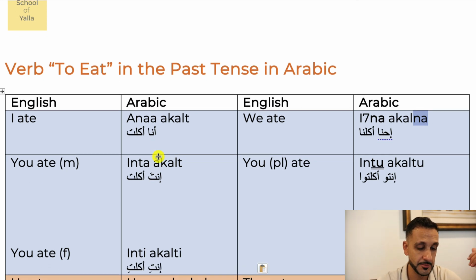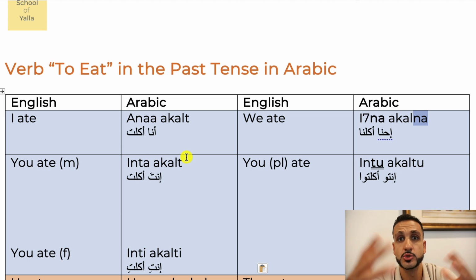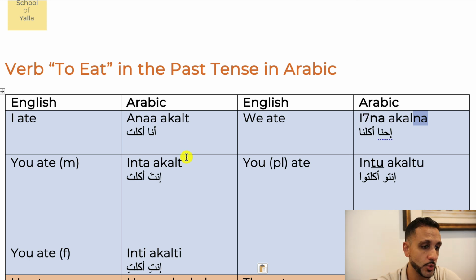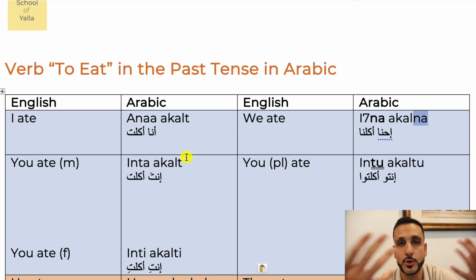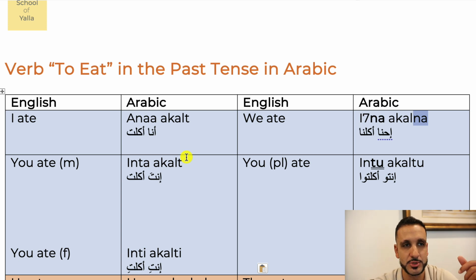So back to this. We need to know some of our question or interrogative words like what. We also know where, which is wein. Wein akalt, where did you eat? Wein akaltu, where did you all eat? Okay? We also know emta. Again, this is all spoken Arabic, not MSA. MSA would be like meta, for example. So some of these words differ. Okay? And the pronunciation obviously will change. And if you don't know what MSA is, again, there's a free mini course in the description that explains to you the different types of Arabic.